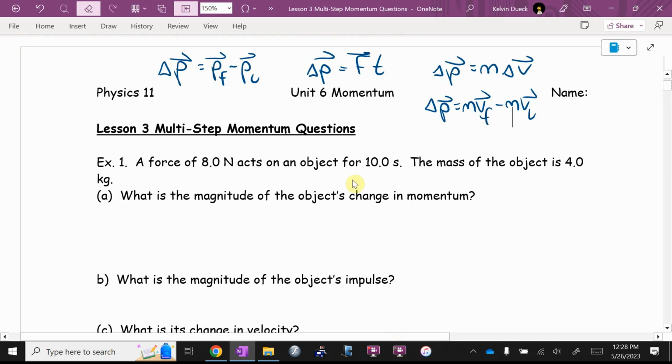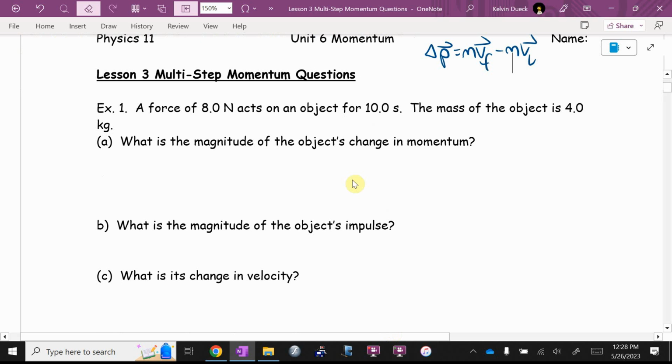I called this multi-step momentum questions. This is really me asking Ashton, what all can we do with the concept of change in momentum, if momentum is mass times velocity, and if change in anything is final minus initial, and if it also happens to be force times time, because we did a little proof. A force of 8 newtons acts on an object for 10 seconds. I'm already thinking I'm probably going to be using the FT version of impulse, force and time. The mass of the object is 4 kilograms.